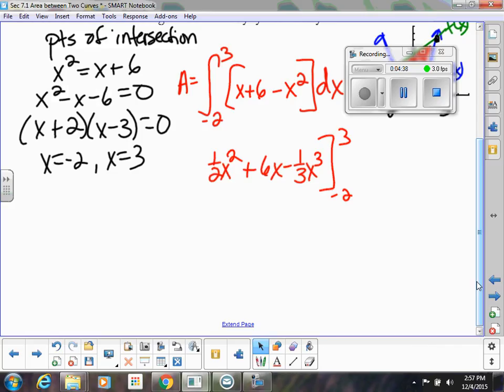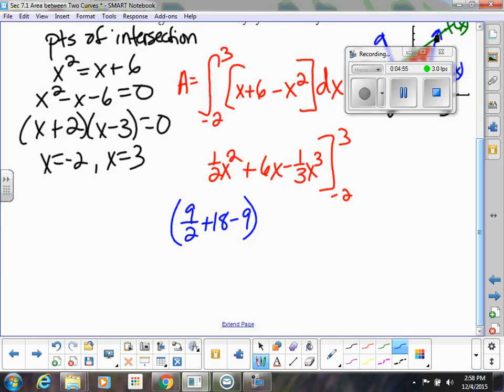So let's do that. Okay, so if I plug in 3, I'm going to get 9/2. Here I'm going to get 18. And then here I'm going to get, let's see, 3 cubed is 27 divided by 3, so minus 9. And then I'm going to plug in -2. So here I'm going to get 4 divided by 2 is 2, and then negative 12, and then let's see, 8/3, negative 8/3. No, positive because I'll have a double negative.